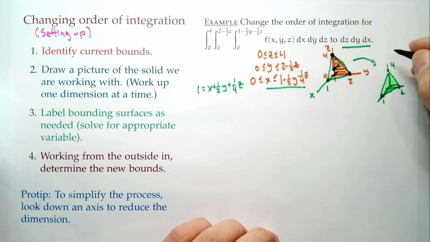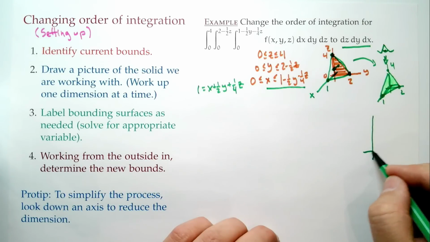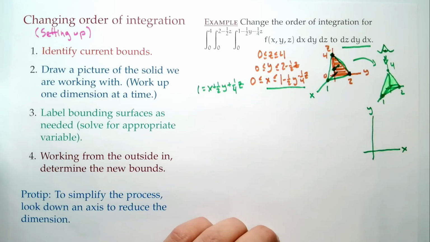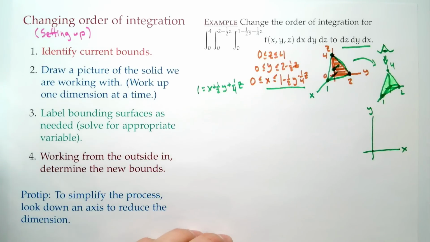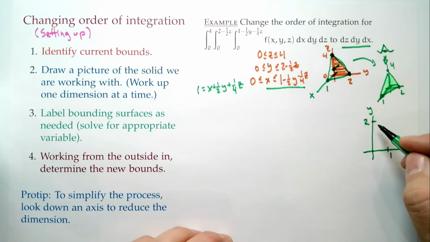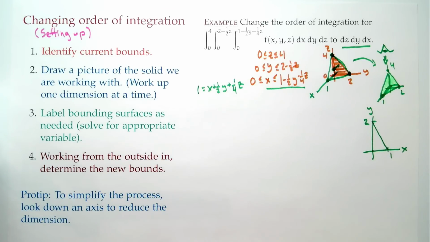And if we can look straight down the z-axis, we'll see a picture. So imagine I was an artist, and here's an eyeball, and here I am, looking straight down the z-axis. What do I see? I see a triangle in the xy plane. Because when I look straight down the axis, the z-axis is this single point here at the origin. And I'll see a triangle. Where does my triangle hit the x-axis? 1. Where do I hit the y-axis? 2. And so, in terms of the xy plane, my solid is sitting on top of this triangle.